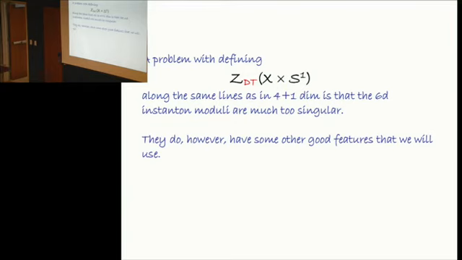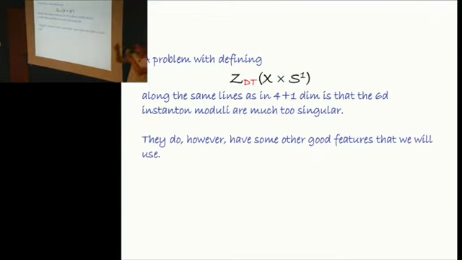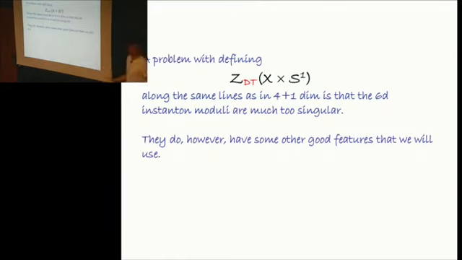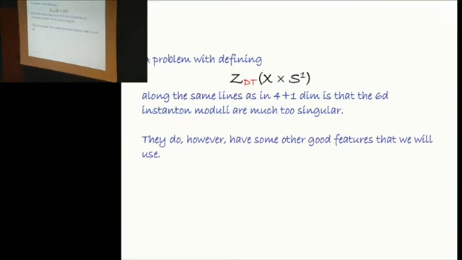Because you ask the most naive question: if I just take flat R6 or C3, and look at point-like instantons, nobody knows what the dimension of that space is. It's some huge dimensional space with some unspecified number of components, extremely singular. Anyway, they do have certain redeeming features, and those are the features we're going to use.